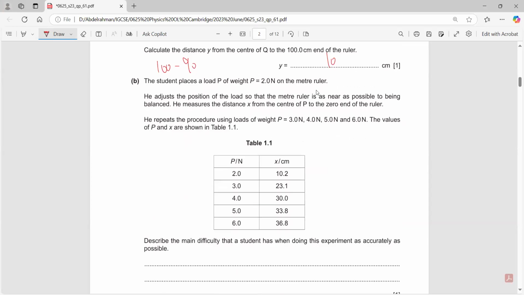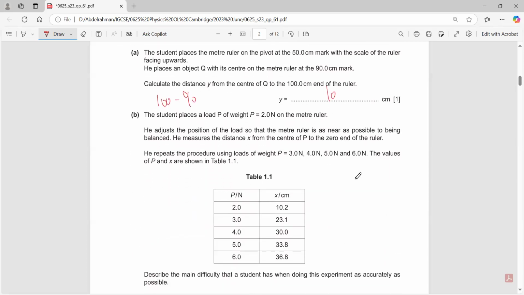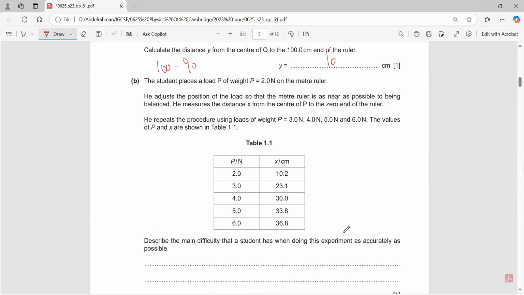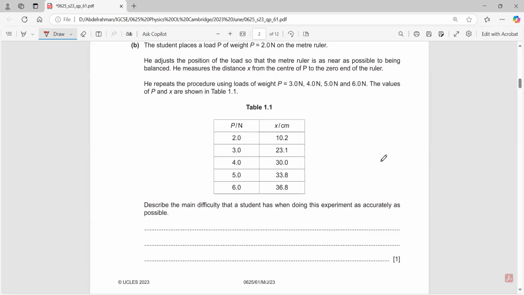He places a load P, 2 newtons, on the meter ruler. He adjusts the position of the load so that the meter ruler is as near as possible to being balanced. He measures the distance x from the center of P to the zero end of the ruler. He repeats the experiment for different loads: 2, 3, 4, 5, 6.